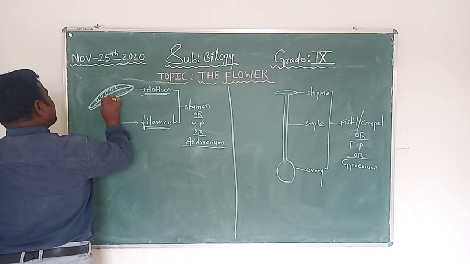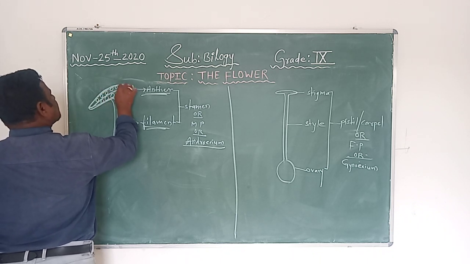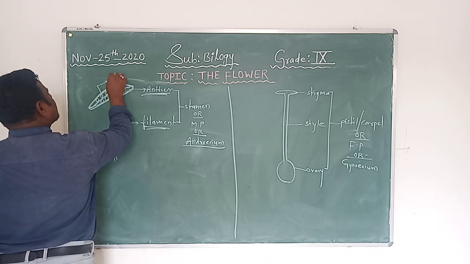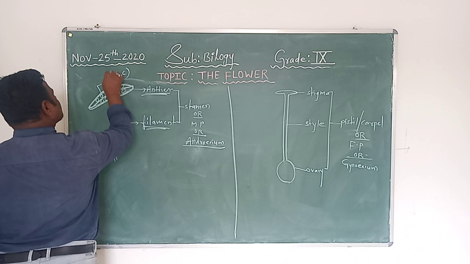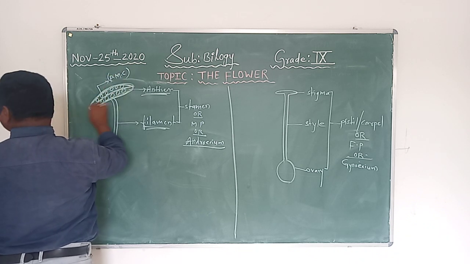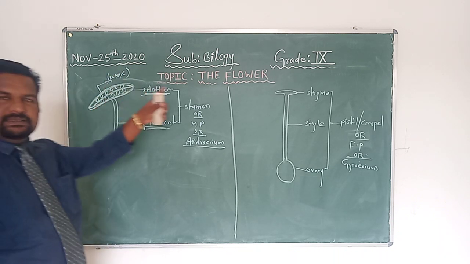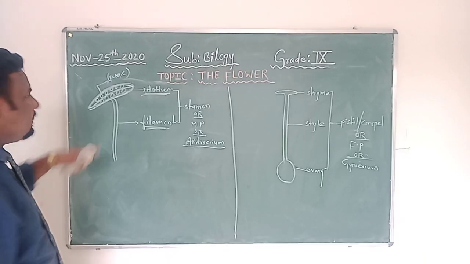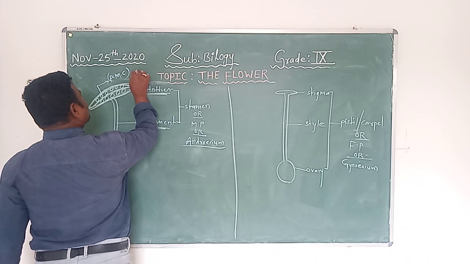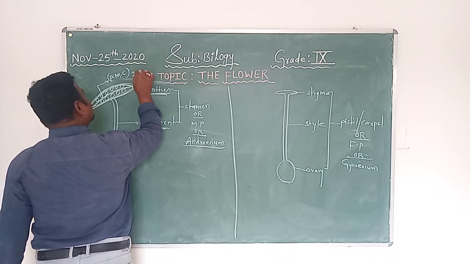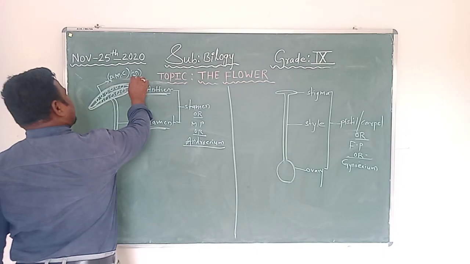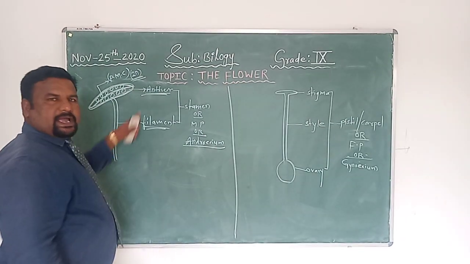These cells present in the lobes of anther, we call them pollen mother cells. Which cells are present in the lobes of anther? Pollen mother cells. And the pollen mother cells present in the lobes of anther, they are diploid in nature. Which nature? Diploid. So here, diploid is represented by using a letter 2N.